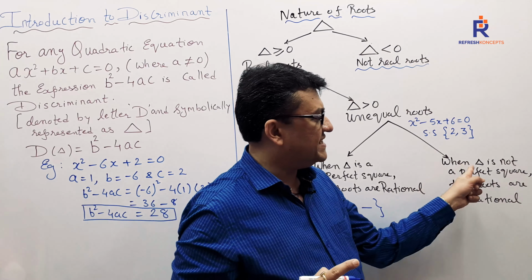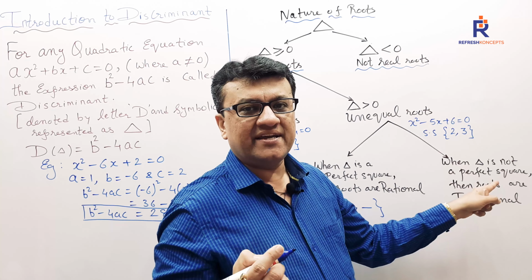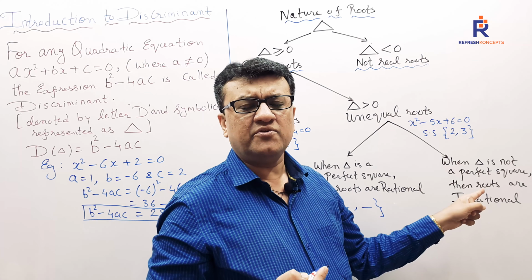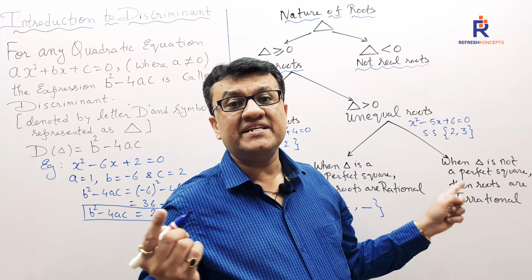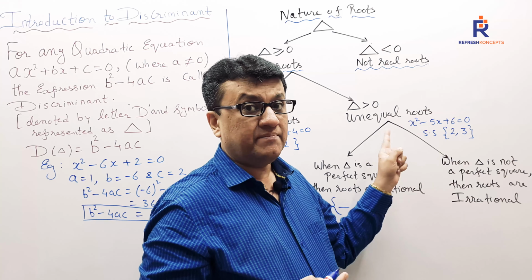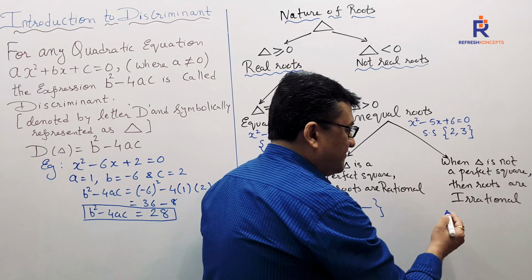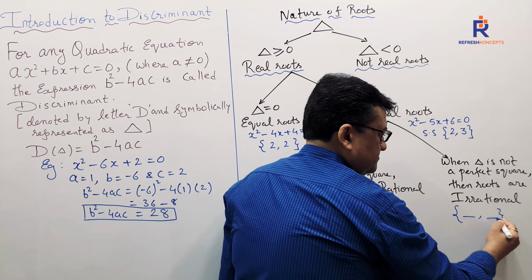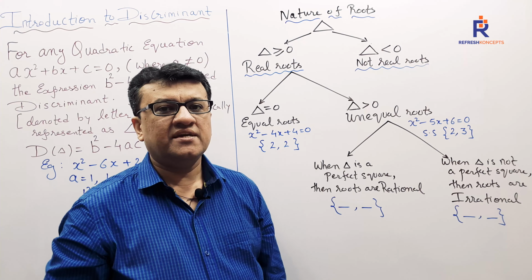But what if delta is not a perfect square? Say 29, 37, 38, because we don't have a root of 38. We don't have a square root of 29. Say 21, square root of 17. We don't have those. So if the number is 17, 29, 37, 41, we will certainly have roots, but those are going to be irrational.